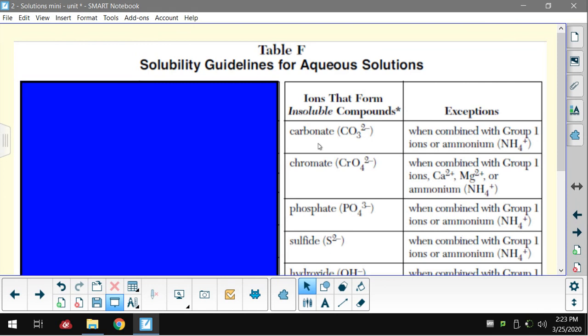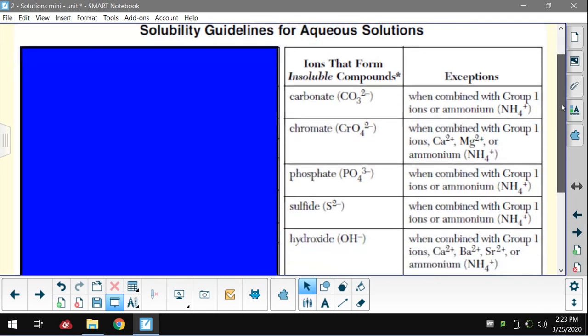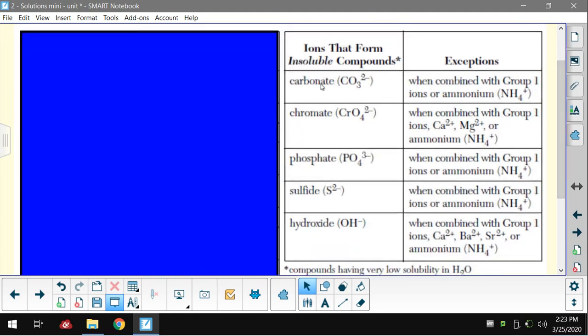Well, generally, carbon. This is why this is weird. This side makes it tough. This side says, all right, these things don't dissolve. Carbonates are insoluble, except with group 1 or ammoniums. So almost all carbonates are insoluble, except like lithium carbonate or sodium carbonate, potassium carbonate, or ammonium carbonate.